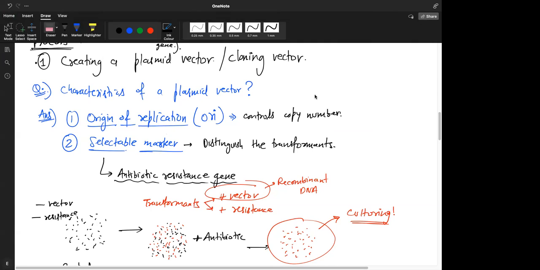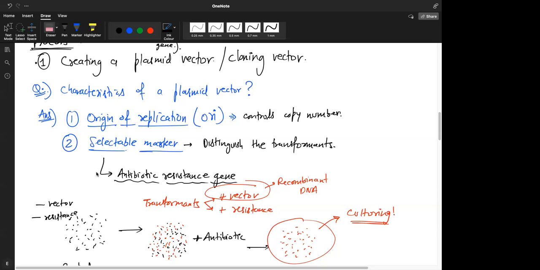Let's go. So last class we started off by discussing the start of the chapter biotechnology. Then we came into how a recombinant DNA is made, for which the first thing we need is a plasmid vector, also called a cloning vector. And then we discussed the characteristics of a plasmid vector. The first thing it has is the origin of replication, which controls the copy number. It serves two important purposes. The second is that it controls the copy number.